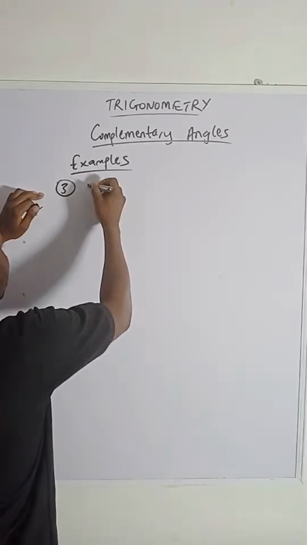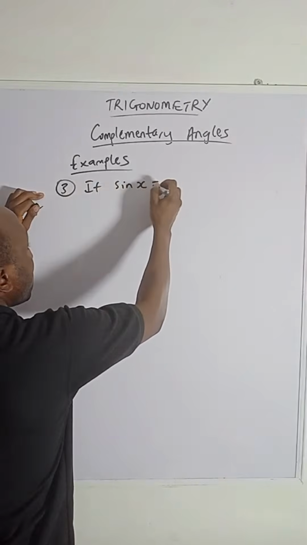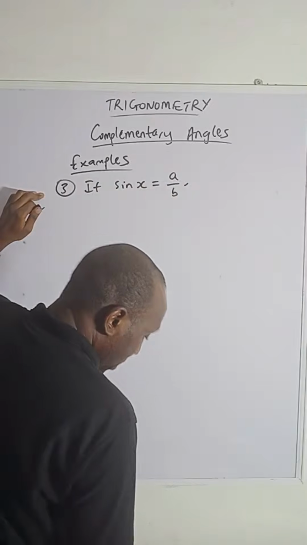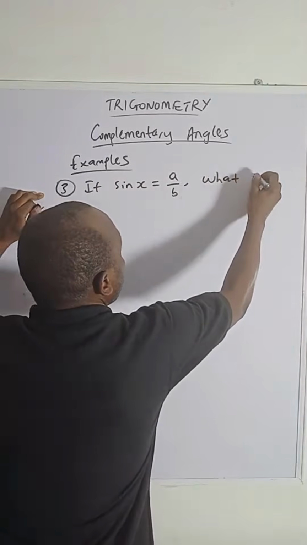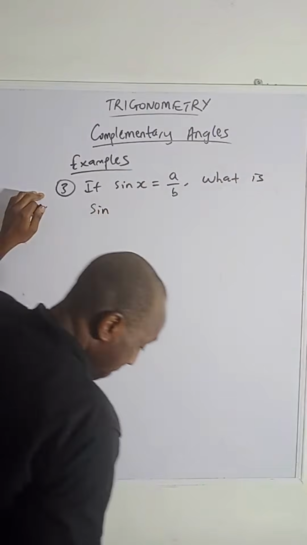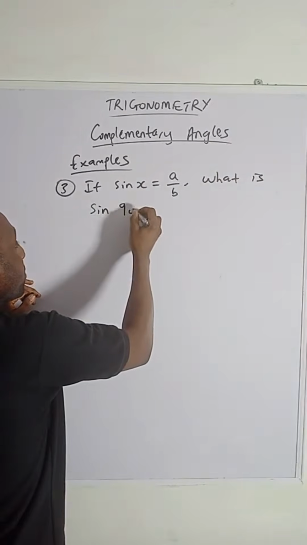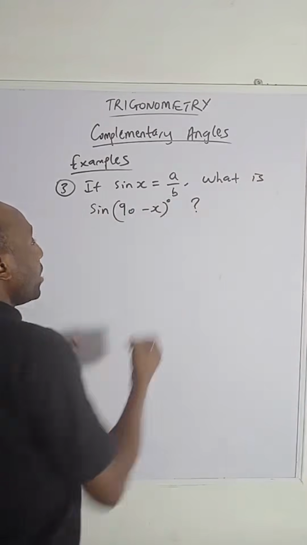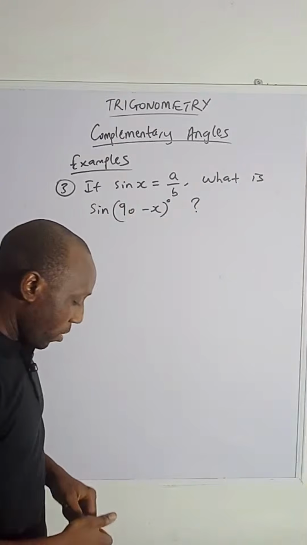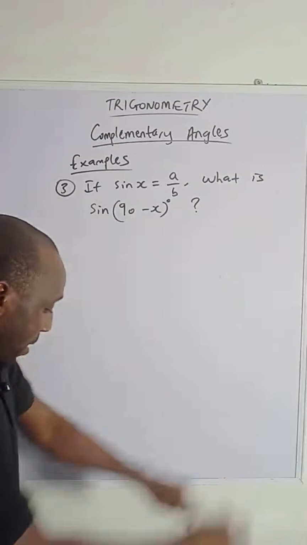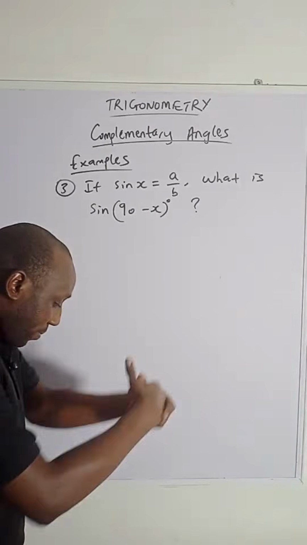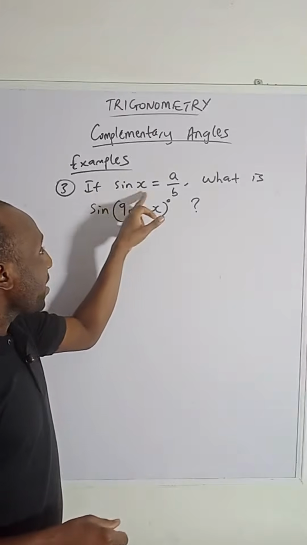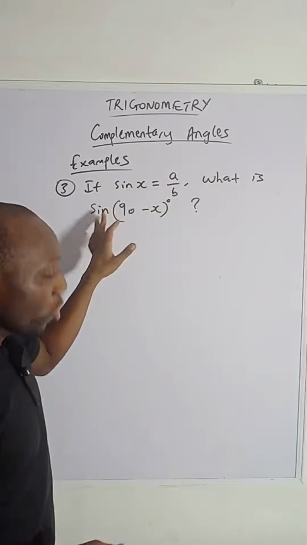If sine x is equal to a over b, what is sine 90 minus x degrees? Let me give you 1 or 2 minutes to quickly try this out. If you can, give it a shot. If sine x is equal to a over b, what is sine 90 minus x?